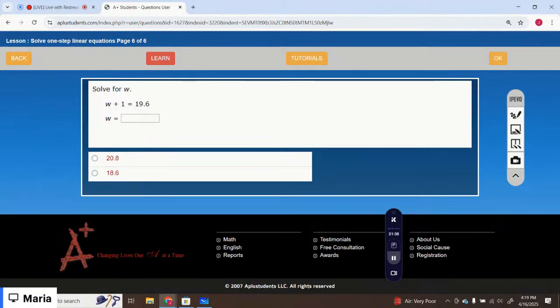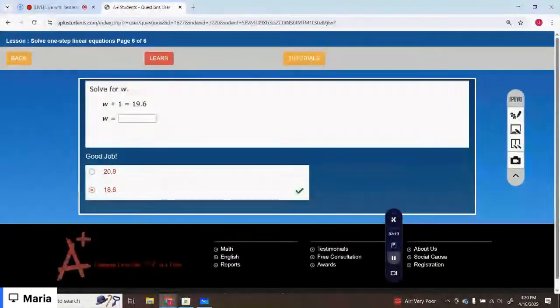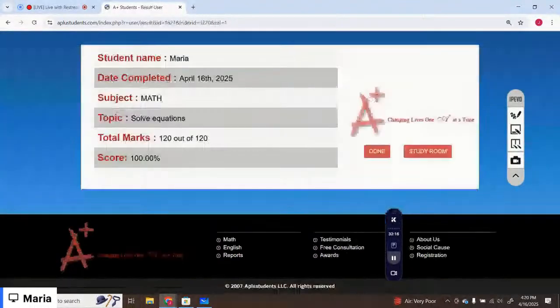Solve for W. That is 18.6. Option number 2 is the correct option. Okay, we are done with the lesson. Let's just move on to the next lesson.